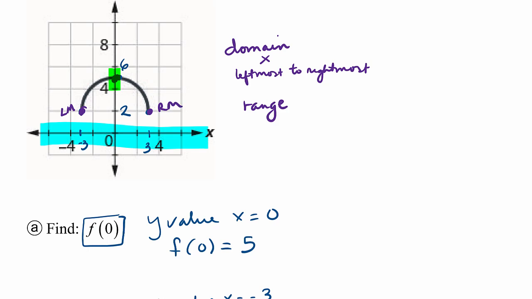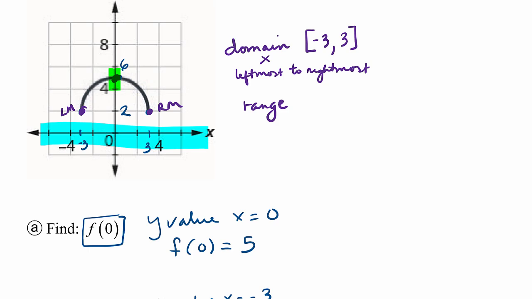The smallest x in this graph is at negative 3, and the largest x is at positive 3. So our domain is the interval of all x's that lie between negative 3 and 3. And we include the two endpoints because the graph includes them.